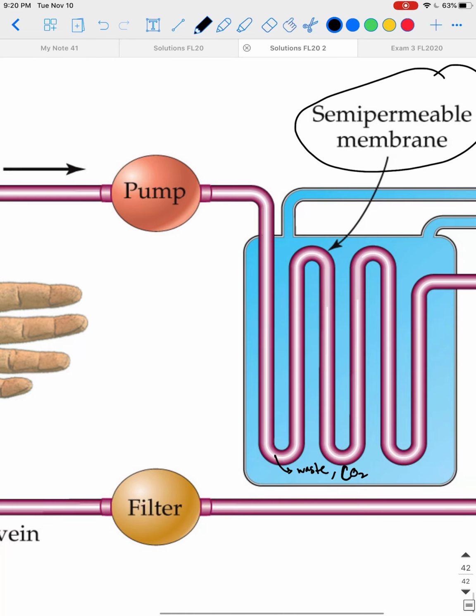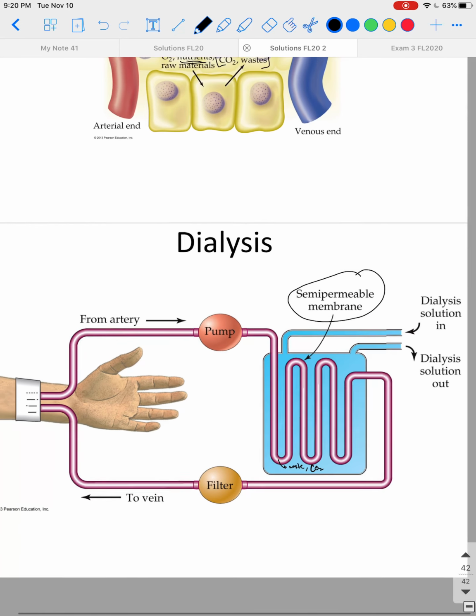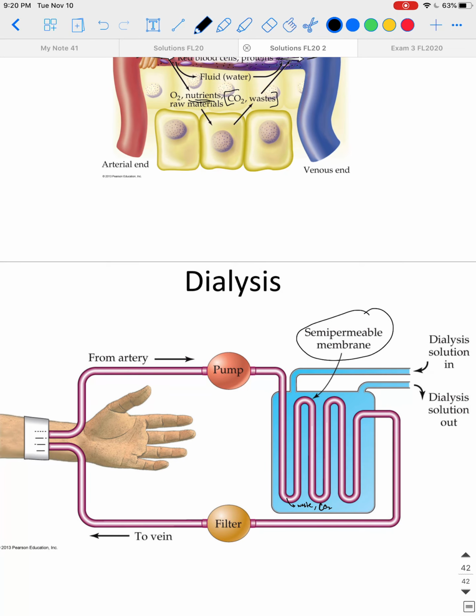I didn't leave enough room. I didn't write CO2. Into the dialysis solution, and then our blood is clean and it's filtered back through to the body, and they're constantly changing the solution, keeping it clean so that the gradient stays really strong.